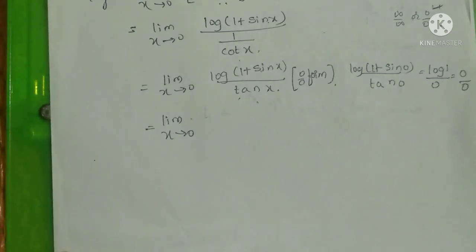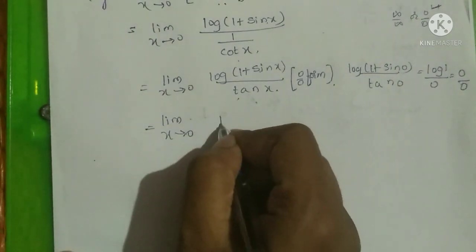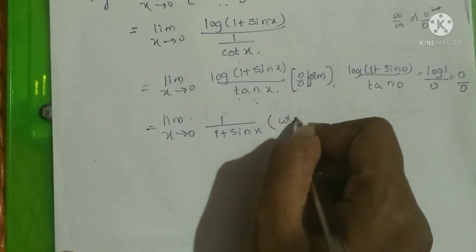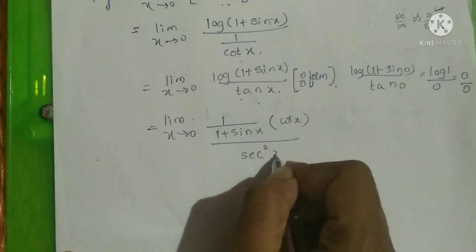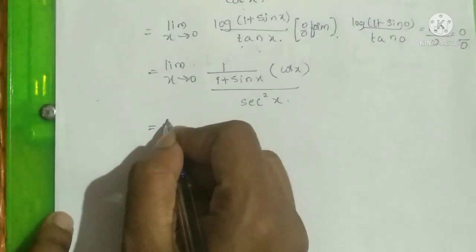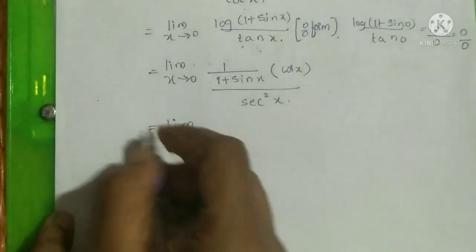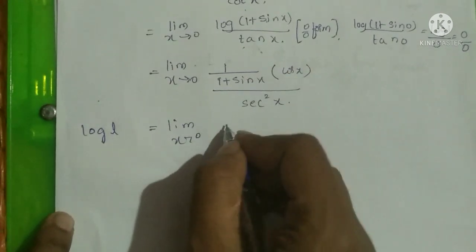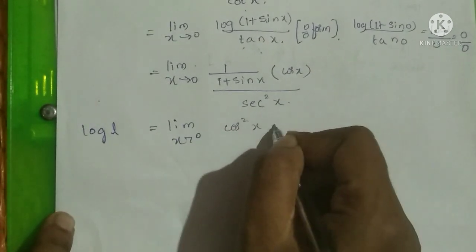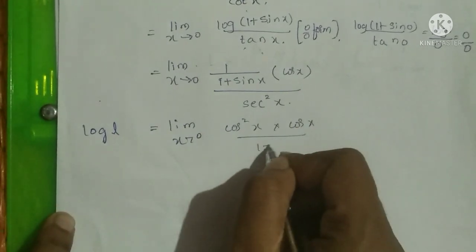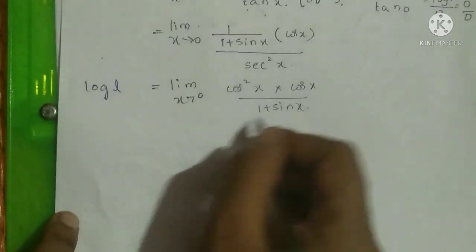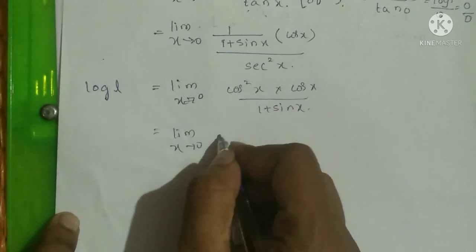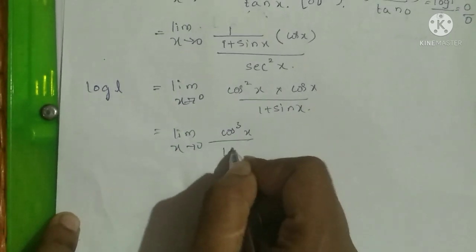Limit x tends to 0 as it is. Log of 1 plus sin x differentiation is 1 by 1 plus sin x, into sin x differentiation, which is cos x, divided by tan x differentiation, which is secant square x. So here, limit x tends to 0 as it is, you have log L. Secant square x can be written as 1 by cos square x, so it becomes cos square x into cos x divided by 1 plus sin x. So in the numerator, cos square into cos x is cos cube x, divided by 1 plus sin x.